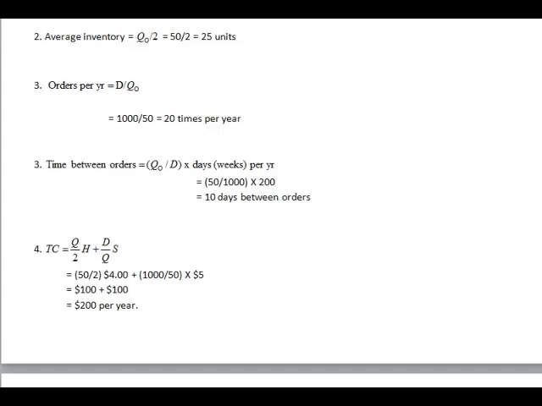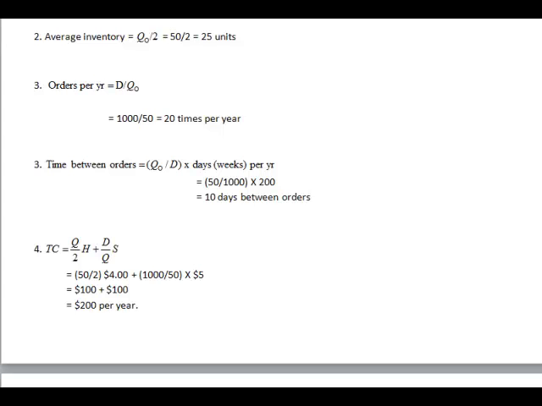So the formula for the number of orders that we place per year is our annual demand divided by our economic order quantity. The annual demand is 1,000. The economic order quantity is 50, and so we would place 20 orders per year, or 20 times per year we would place an order.